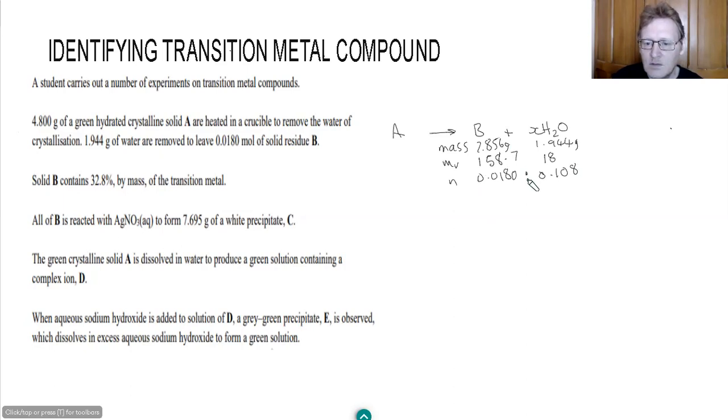So the ratio of moles of the salt to water there is divided by the smallest number of moles, 0.108 divided by 0.018, which is 6. So we know this is a 1 to 6. So we have 6 waters of crystallization.